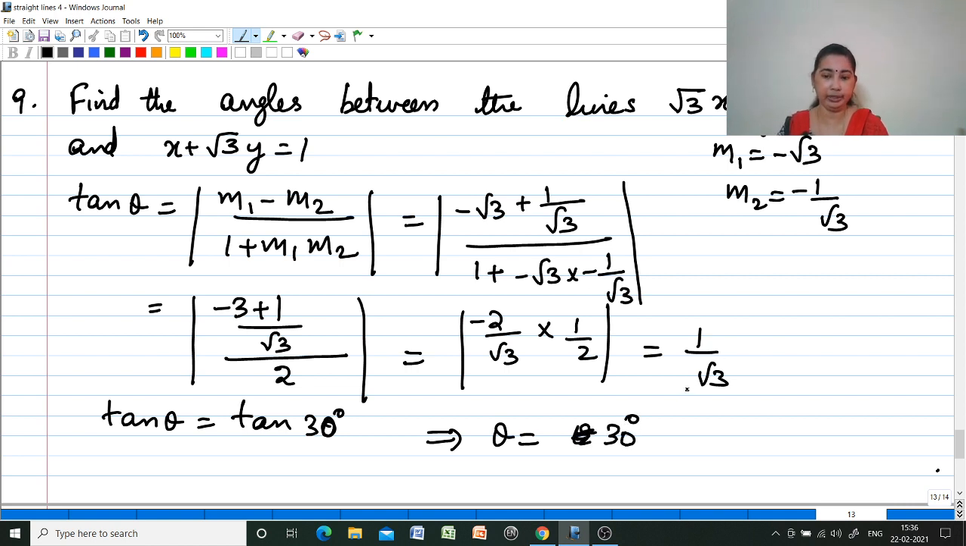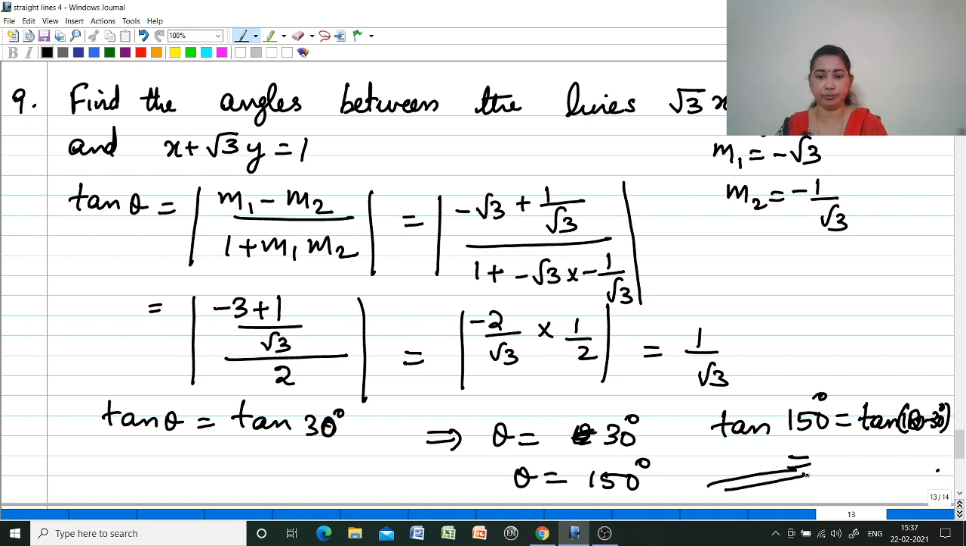Then again one more value we will get. 1 by root 3 we can get for tan 180 minus 30. Tan 150 also gives the same value. Tan 180 minus 30 means it is also 1 by root 3. So that is tan 150, which is tan 180 minus 30, the same value. So again we are getting one more value here, theta is equal to 150 degrees also. So two values, two angles. Angles can be either 30 degrees or 150 degrees.